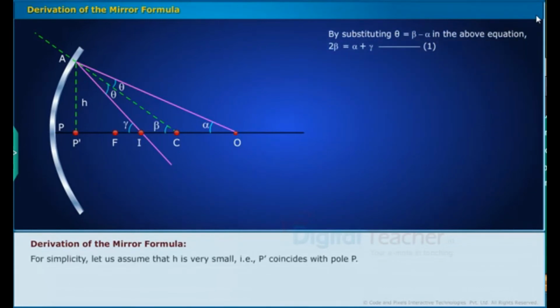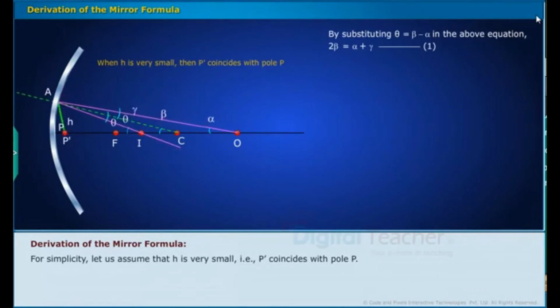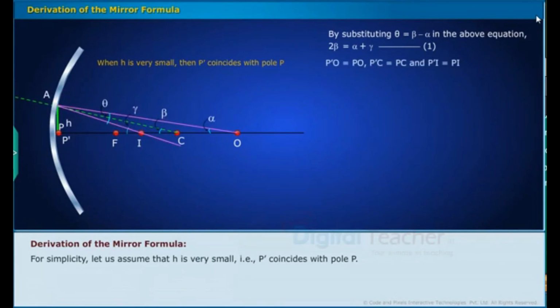For simplicity, let us assume that H is very small. That is, P' coincides with pole P. Then P'O is equal to PO, P'C is equal to PC, and P'I is equal to PI. And the angles alpha, beta and gamma are small enough to be treated as tan alpha, tan beta and tan gamma.